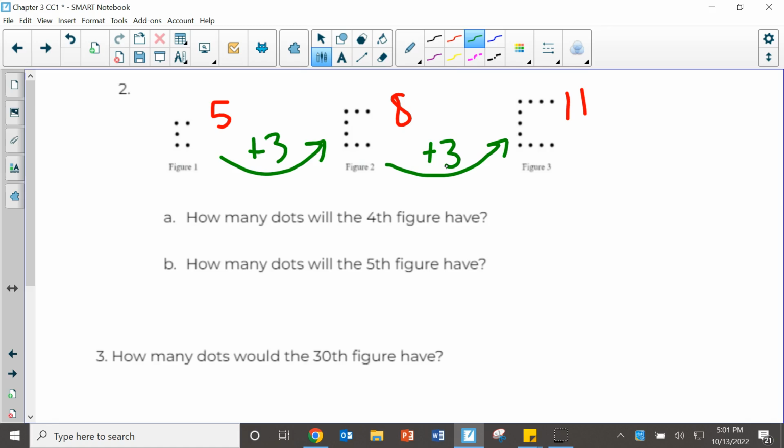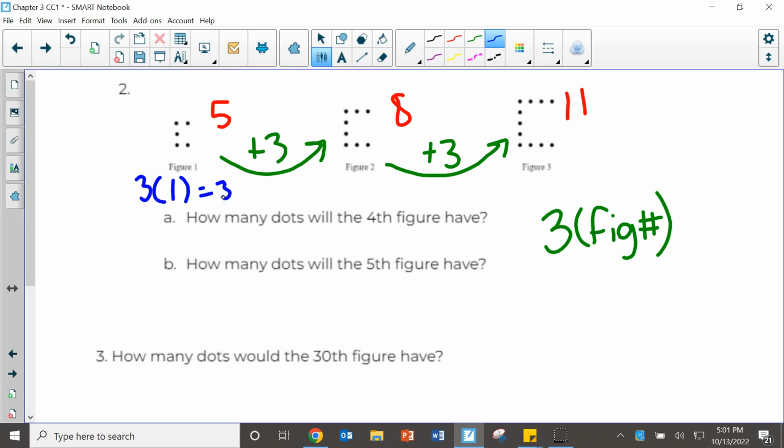Now, sometimes there's extra steps to it, so you can't just say, oh, 3 is my multiplier, and call it a day. So if we do 3 times our figure number, I can always go back and check it. So for this one, 3 times my figure 1 gives me 3. But the problem is I have 5 dots. So I think to myself, what do I have to add to 3 to get to 5? Oh, well, that's just 2.